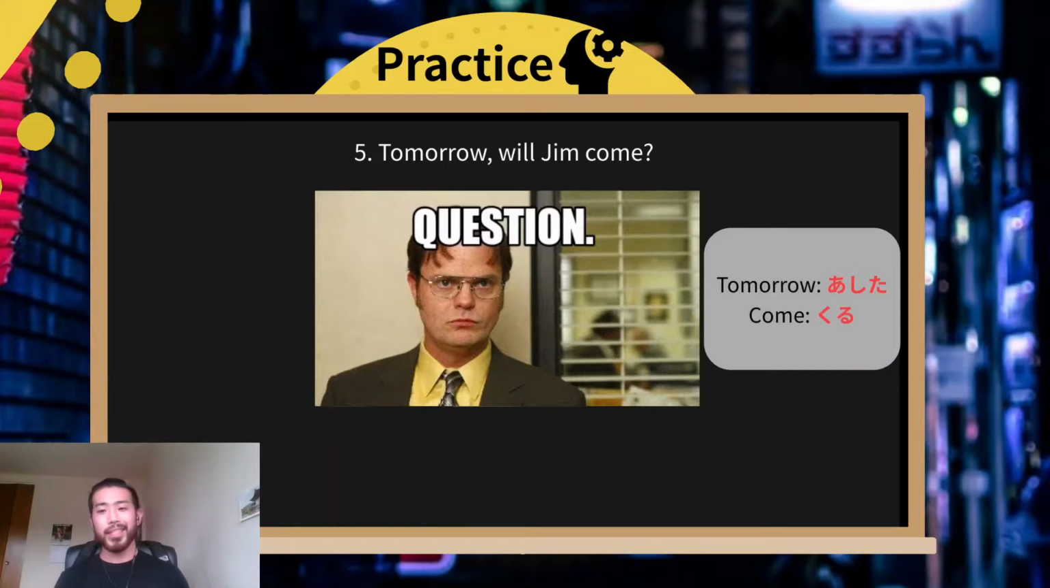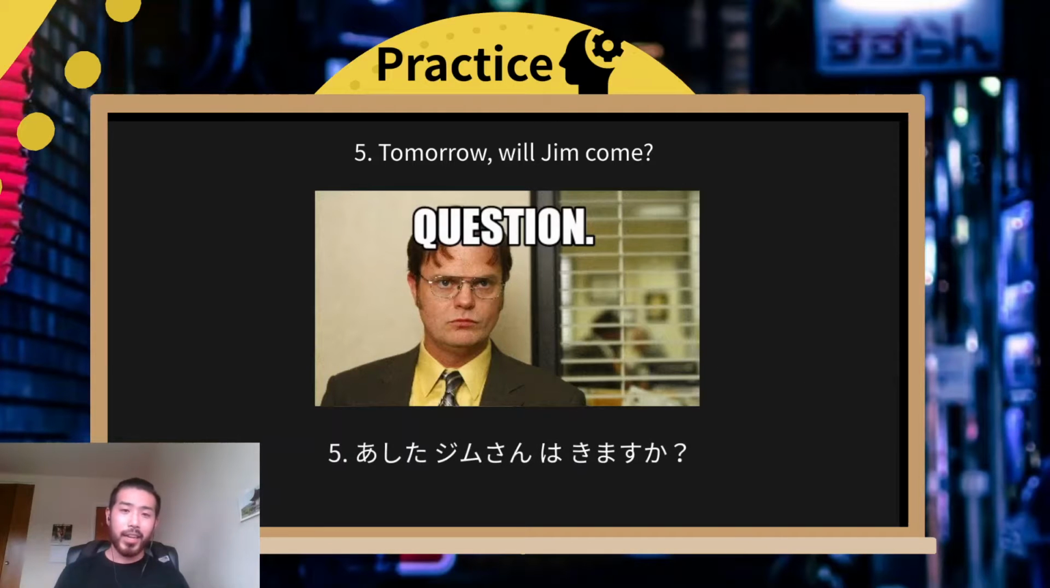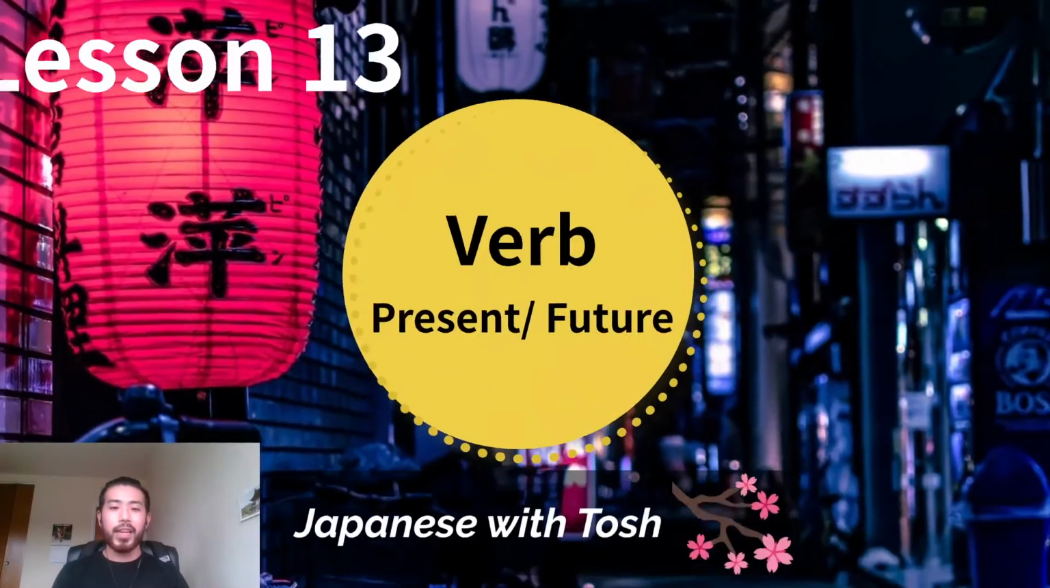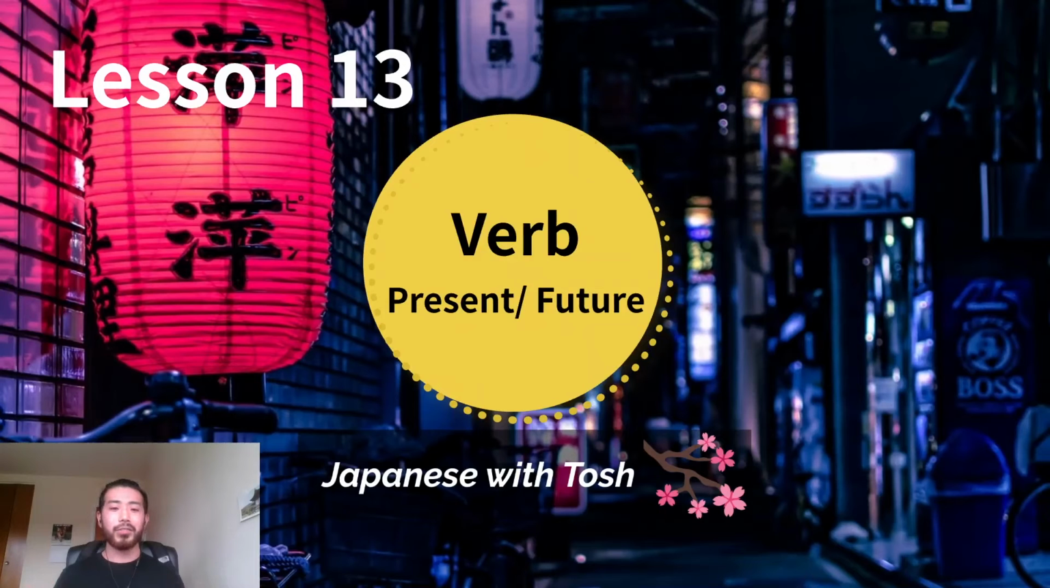Tomorrow in Japanese is 明日. Then come in Japanese is 来る, which is again irregular verb. So how would you describe this sentence in Japanese? 明日ジムさんは来ますか? Okay, so that's how you say. Okay, so that's how you conjugate Japanese verb and describe present tense and future tense.